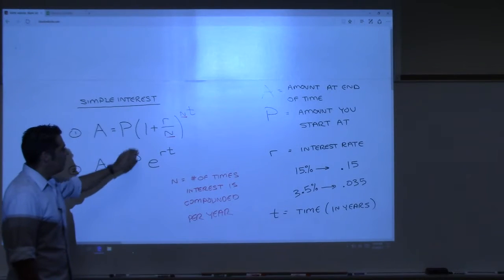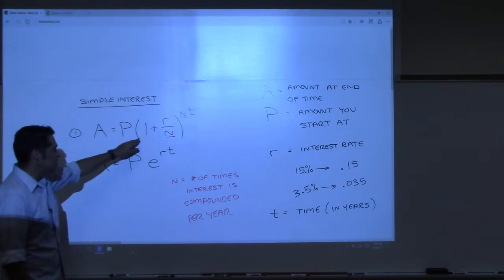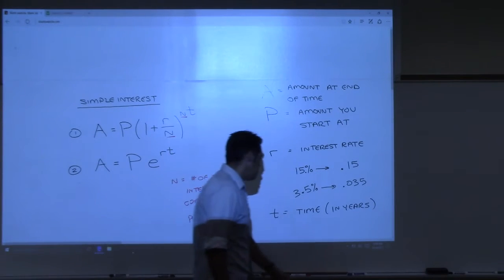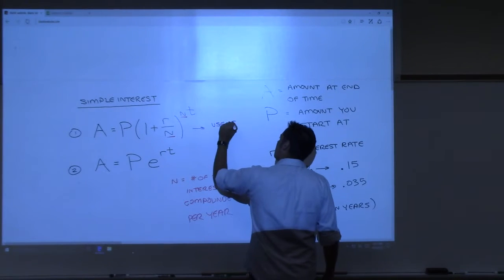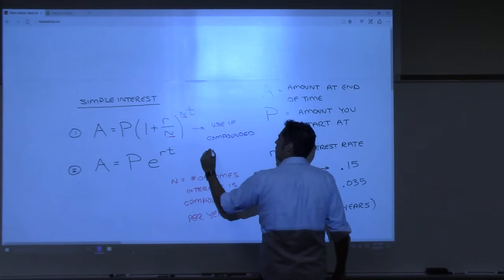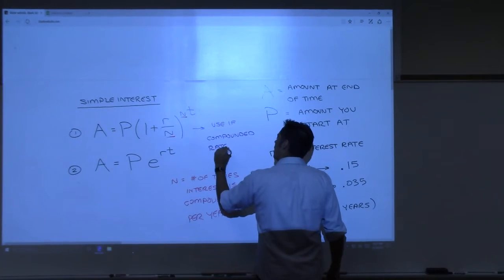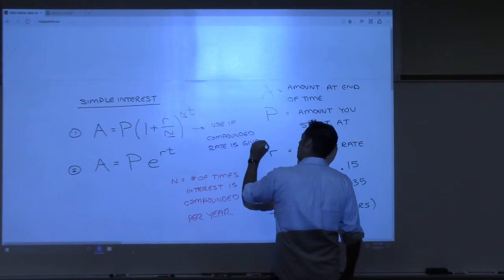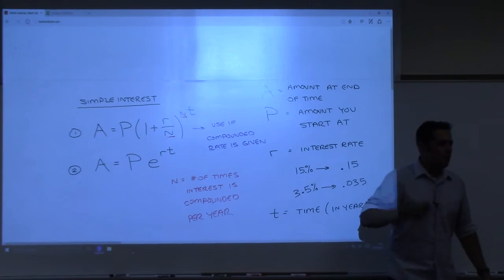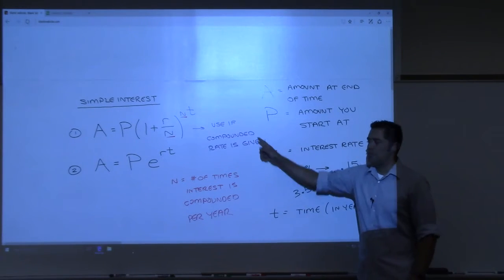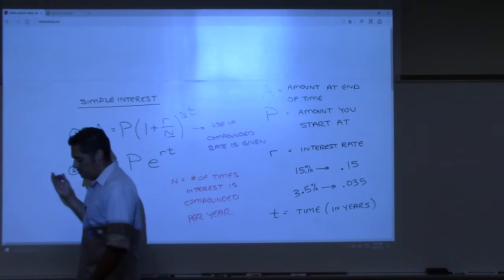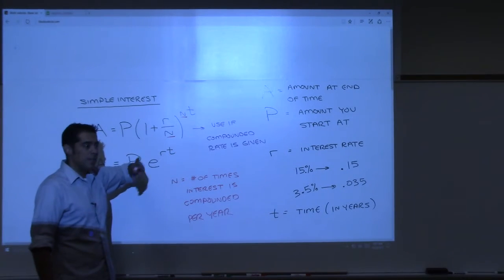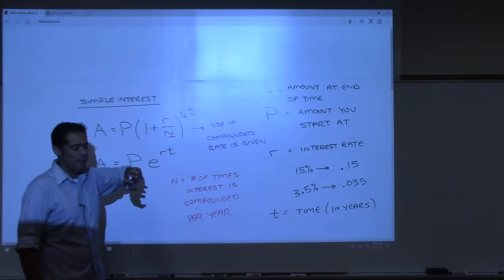Oh, I need to tell you, how do you know when to use these formulas? When do you use this one? When do you use this one? So this one, you use if compounded rate is given. So if they tell you, hey, it's compounded 12 monthly, then you would use that formula. If they say the interest is compounded weekly, you would use this formula. If they say it's compounded quarterly, you would use this formula.